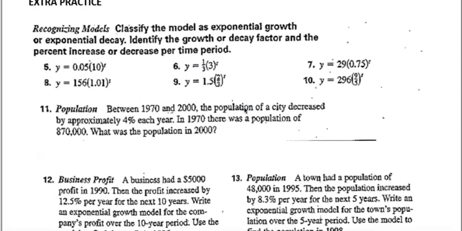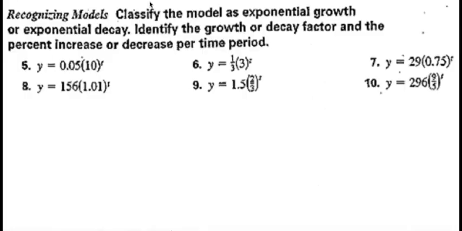So we have classify for numbers 5 through 10. Classify the models of growth, exponential growth, decay. Identify the growth rate or decay factor, and the percent increase or decrease per period. I'm going to look at the first 5 here. So let's just look at number 5. We got y equals 0.05 times 10 to the t power.